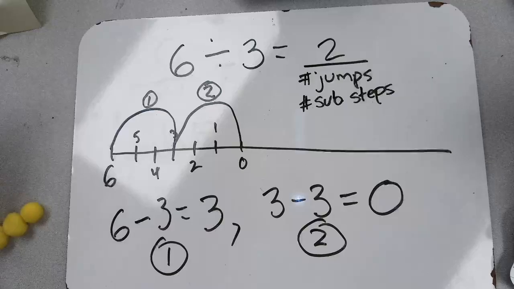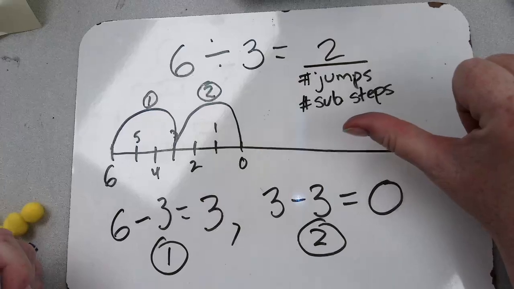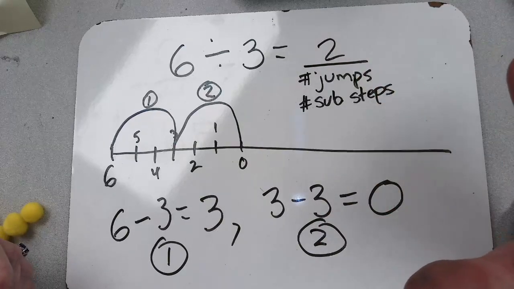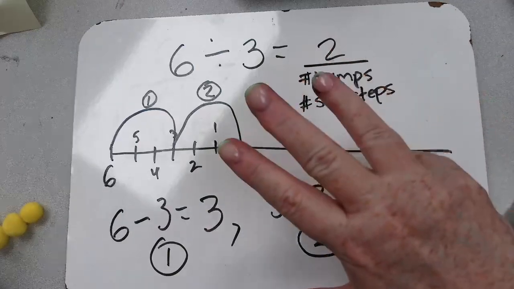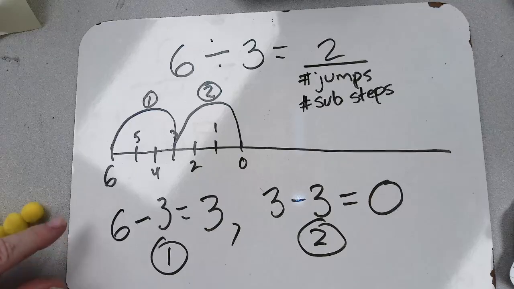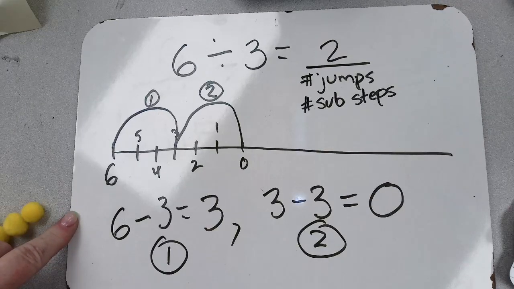So those are our 4 strategies. So again, they are equal groups, which matches up with arrays really nicely, and then number line going backwards matches up with repeated subtraction really nicely. So we get 4 strategies that the kids are learning to use. The idea isn't that they have to use them all. The idea is they have a fallback.